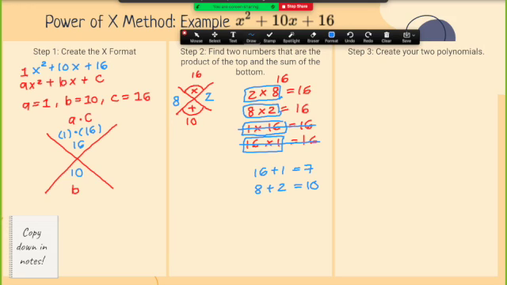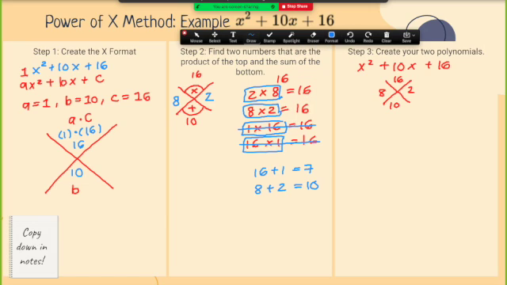Now it doesn't matter which side you put it, as long as you have them written down. Okay. Now the last step is creating the expression. We're going to take our original polynomial, which is x to the power 2 plus 10x plus 16, and then underneath I'm going to write down the 16 on top, 10 on the bottom, 8 and 2.